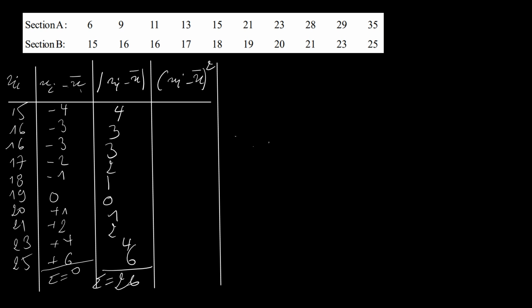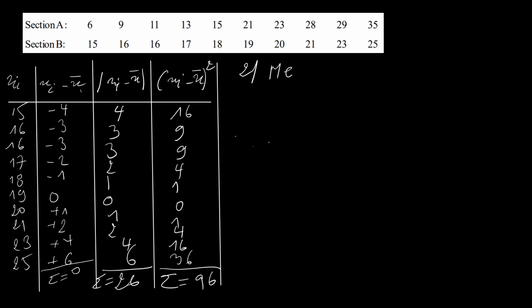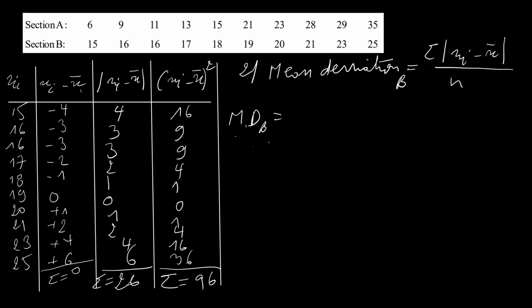Here 4 squared is 16, minus 3 squared is 9, minus 3 squared 9, minus 2 squared is 4, 1, 0, 1, 4, 16, and 6 squared is 36. Here the sum is 96. So here the second measure, the mean deviation of section B, is the sum of the absolute value of xi minus x bar divided by n. So here the mean deviation of section B is 26 divided by 10 and equals 2.6.